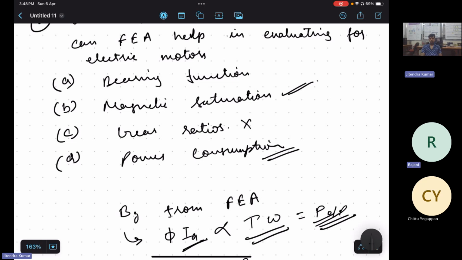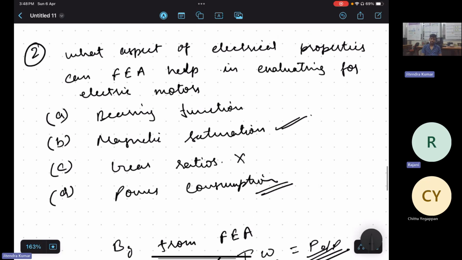So bearing also, we are going for electromagnetic devices. No, but here the question is regarding FEA. So it is not restricted to electromagnetic. Yes, sir, it could be expanded to other analyses as well.